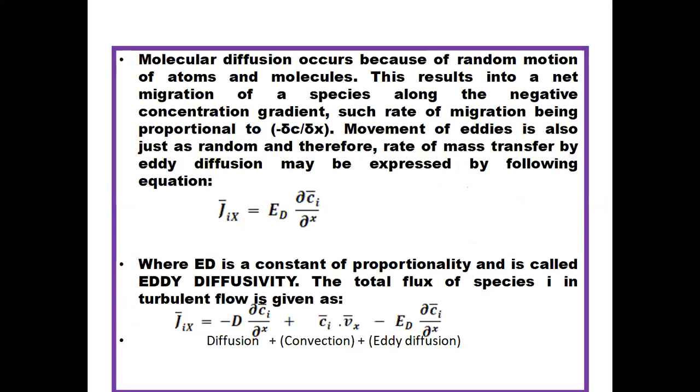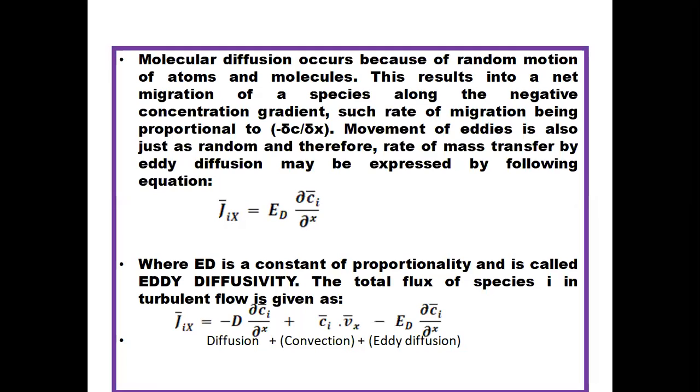Molecular diffusion occurs because of random motion of atoms and molecules. The flux is proportional to minus dC/dx, where dC/dx is the rate of change of concentration with respect to distance. Minus means that as the process proceeds, the concentration of the reactant generally decreases. So whenever it is expressed in terms of product, it should be plus dC/dx.